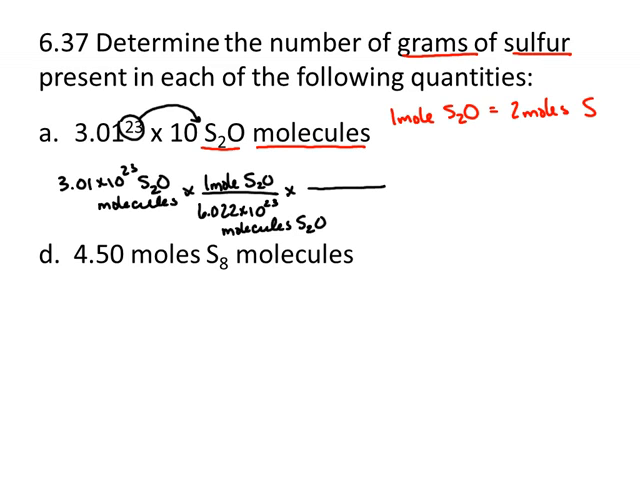The question asked me about grams of sulfur, so I need to get out of S2O into sulfur, for which I'm going to use my conversion that I figured out over here. So 1 mole S2O, 2 moles of S. My last step is to go to grams of sulfur. So I look on the periodic table and see for every 1 mole of sulfur, there are 32.07 grams of sulfur.